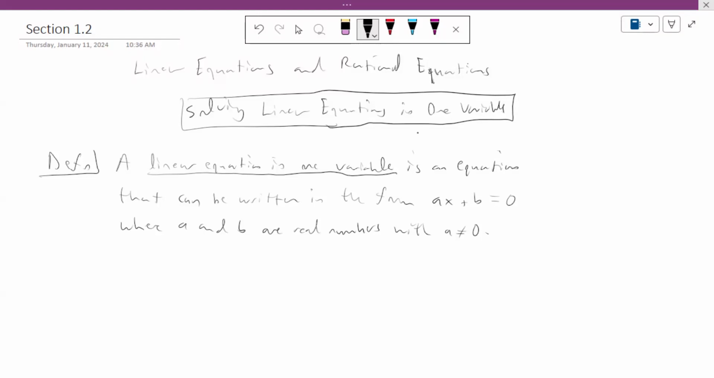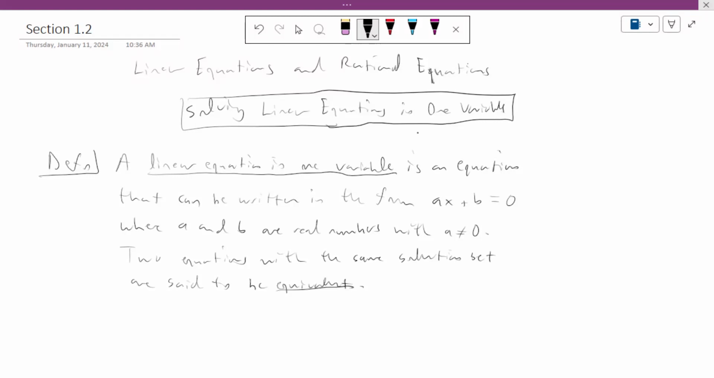So we already know what a solution to this is, so I don't want to define that again. We already know what the solution set is. Let's talk about 2 equations. 2 equations with the same solution set are said to be equivalent.